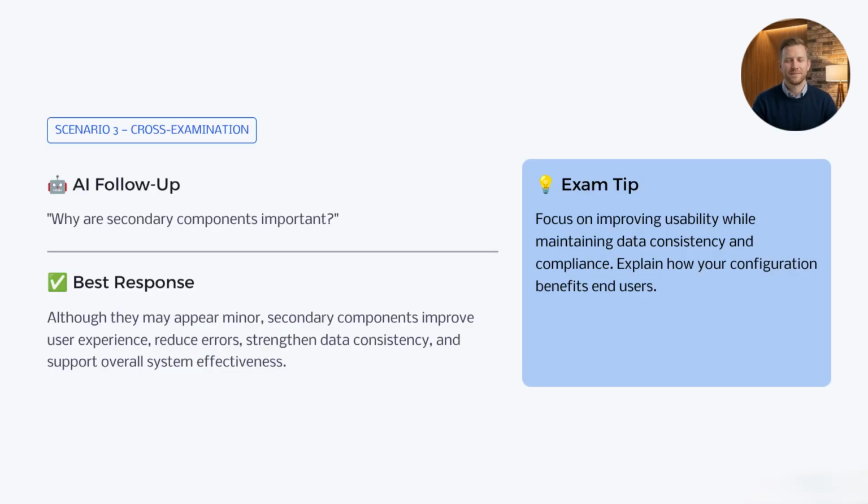AI cross-question. Why are secondary components important? Best response. Although they may appear minor, secondary components improve user experience, reduce errors, strengthen data consistency, and support overall system effectiveness. Exam tip. Focus on improving usability while maintaining data consistency and compliance. Explain how your configuration benefits end users.